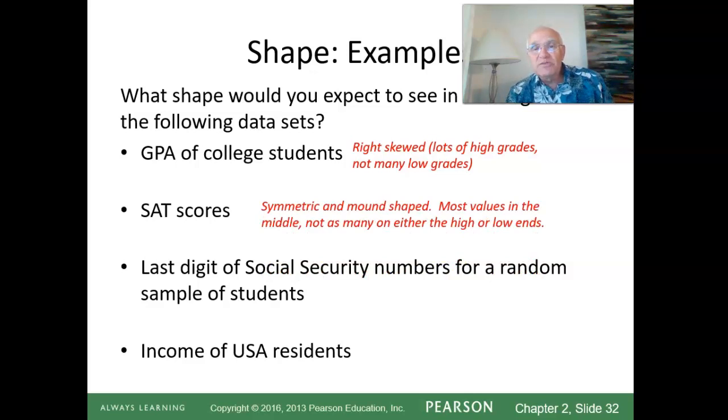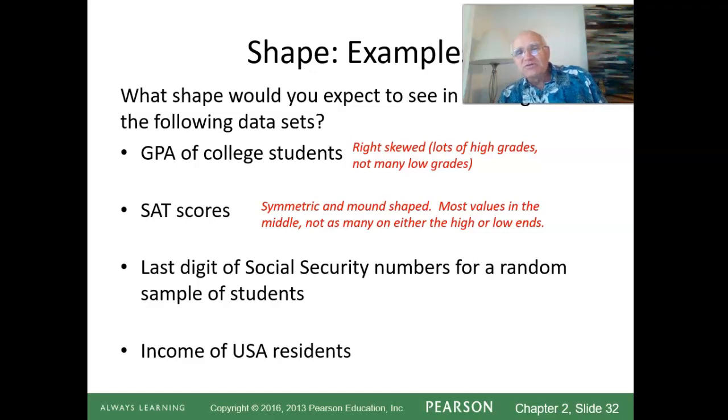and mound shape. So there is a middle value there where people tend to fall, but you're going to have people that excel and get above that, and some that don't do so well, and they're going to be on the low end. So in fact, those scores are designed to be somewhat unimodal and symmetric.